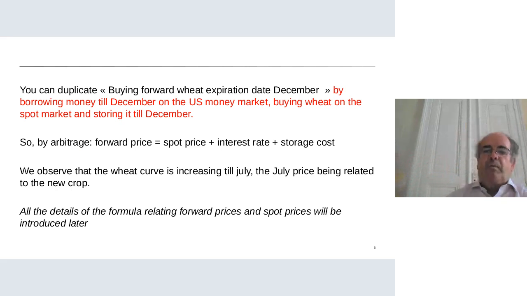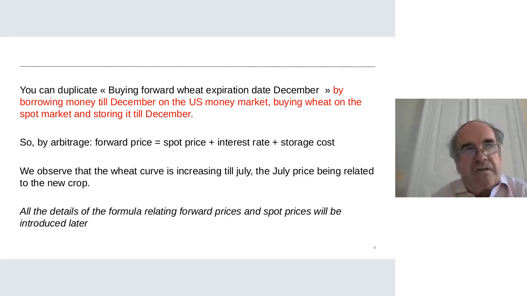You can duplicate buying forward wheat, expiration date December, by borrowing money till December on the US money market, buying wheat on the spot market, and storing it till December. So by arbitrage, forward price equals spot plus interest rate plus storage cost.